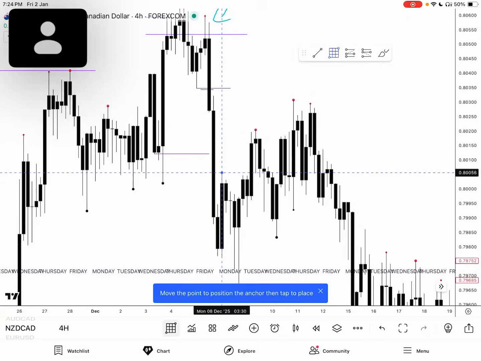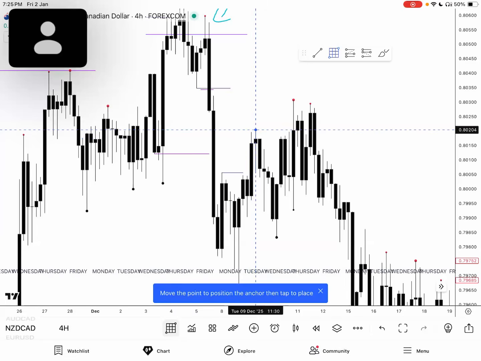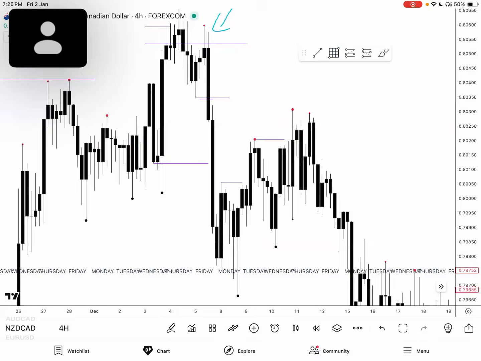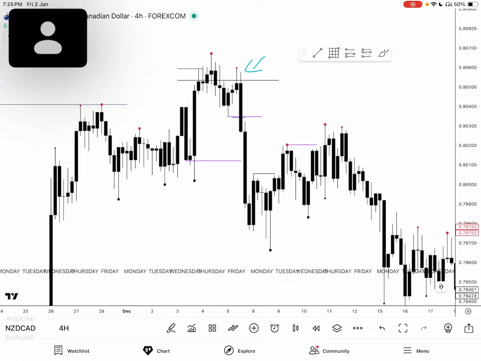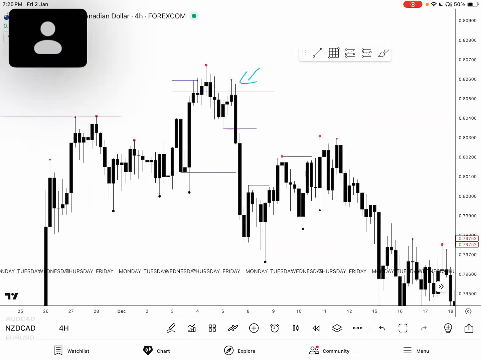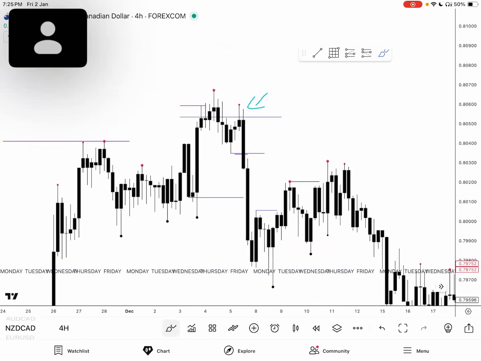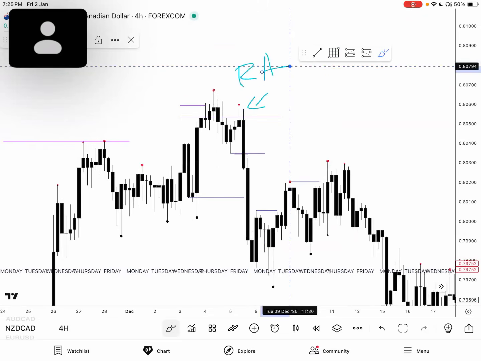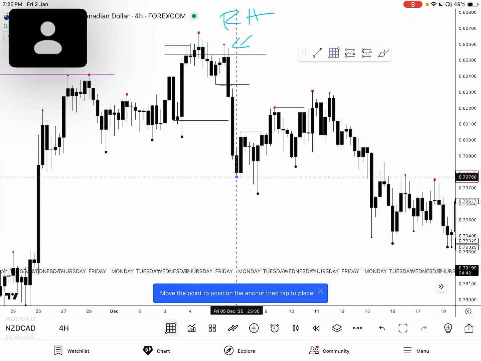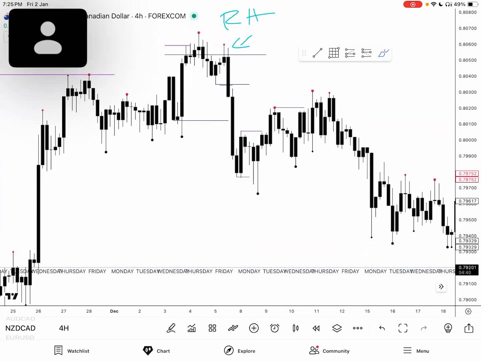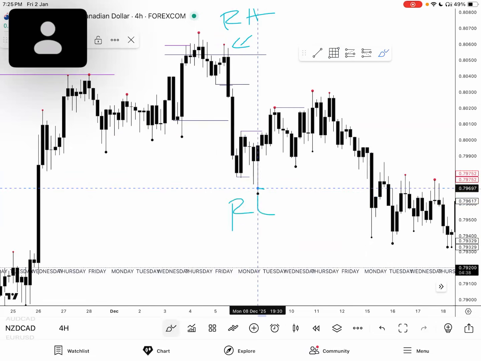Here also the liquidity, and here also the liquidity, and here also the liquidity. So how do you understand which liquidity you will take out here? We have the range high formed here. After the range high, the price created the range low here first, then the range low here. So the range high was here, the range low was here.